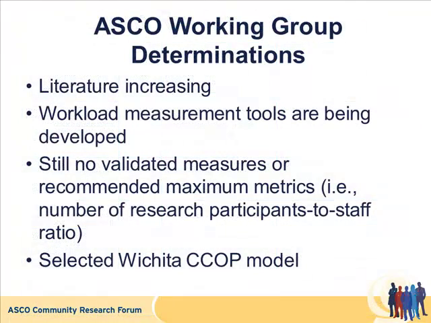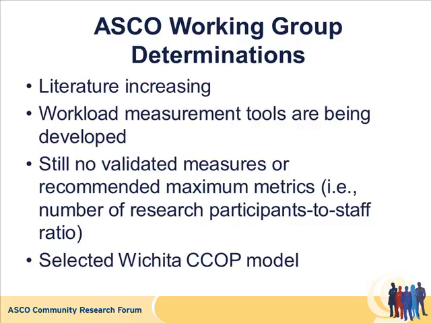So again, we looked at the literature. We found it was increasing. Again, kind of reiterated the fact that this was becoming more and more of an important issue. There were tools being developed, but there still was no validated metric or maximum metric to help sites to know the number of research sites, number of research participants to staff ratio. And because the Wichita tool seemed to be simpler, seemed to have some long-term ability to be used, because we used it for over 10 years, the working group, even though I was chair, I tried to stay unbiased, we selected the Wichita workload metric to move forward with the project.